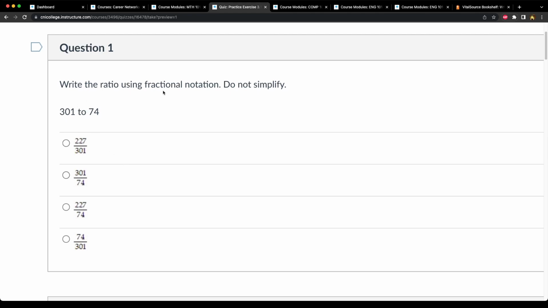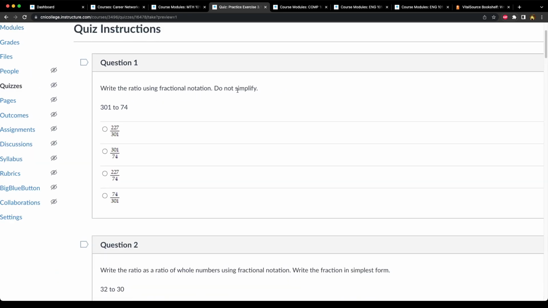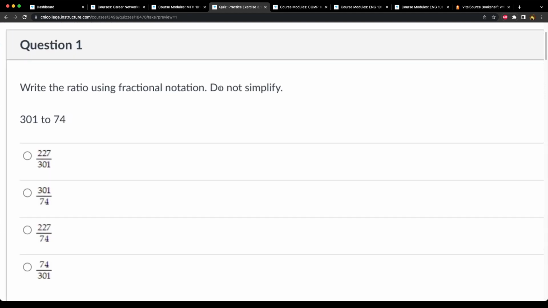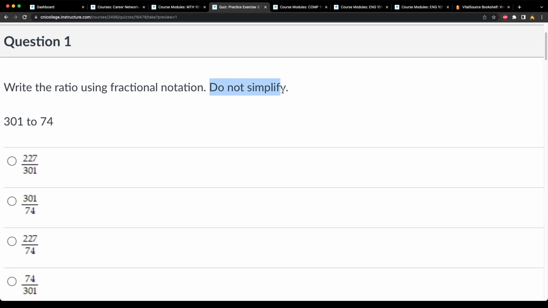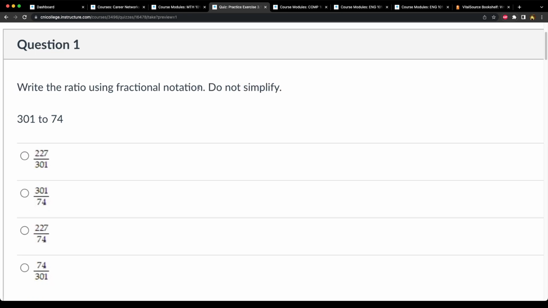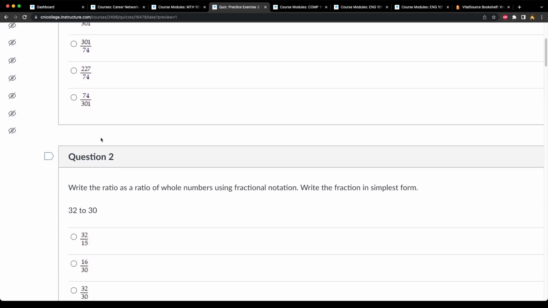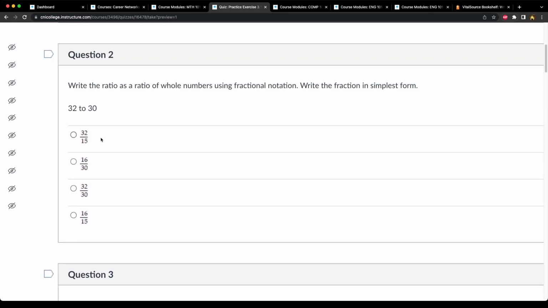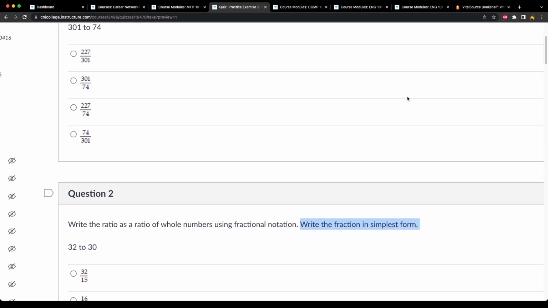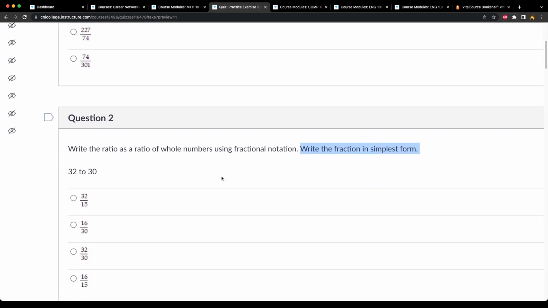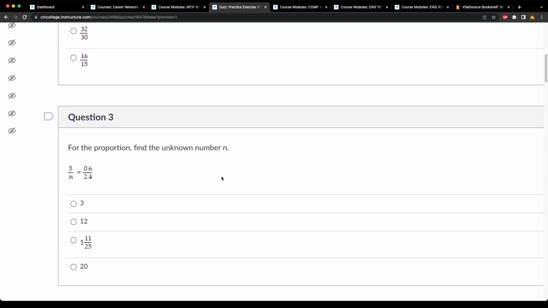When it says write the ratio using fractional notation, that just means turn it into a fraction. But please pay attention to these directions, because they say do not simplify. Please don't simplify, because then you're going to get the incorrect answer. Like here, it says write the fraction in its simplest form. Then for the proportion, find the unknown number n.